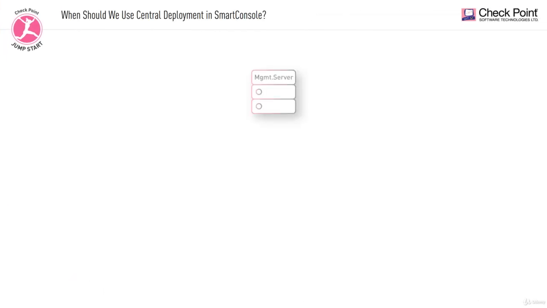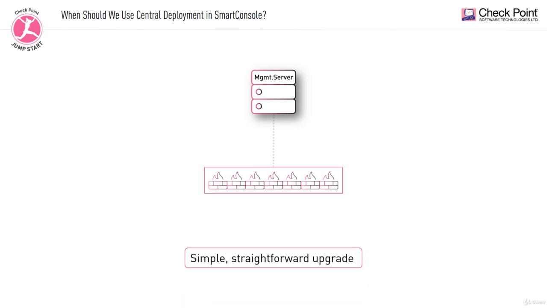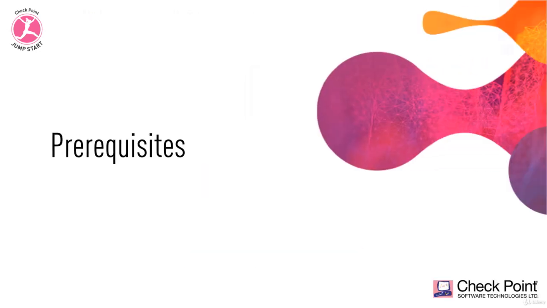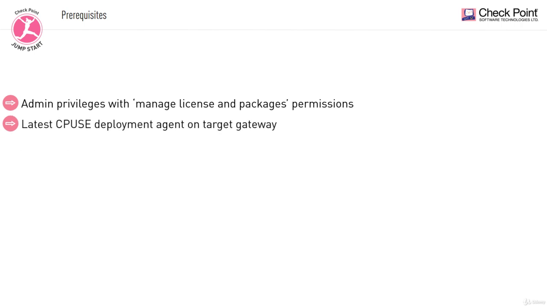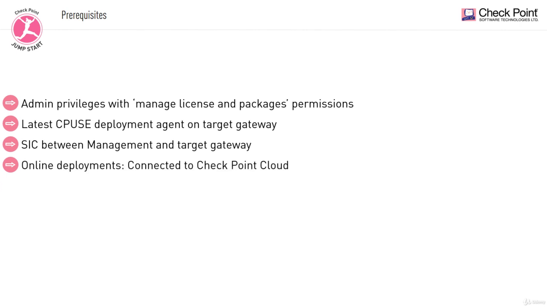This tool should be used when you wish to perform a simple, straightforward upgrade to a major version or install a jumbo hotfix on multiple gateways simultaneously. In terms of prerequisites, you need to ensure that you have admin privileges with manage license and packages permissions, the latest CPUSE deployment agent is installed on the target gateways, SIC is established between the management and the target gateway, and finally, for online deployments, the management server must be able to connect to the Check Point cloud.